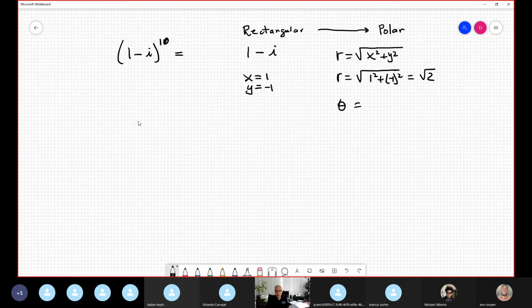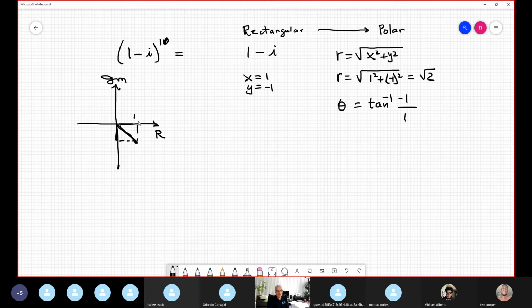And theta, no. Theta is tangent inverse of y, que es -1, divided by 1. Now that sounds like a 45 degree, but it's negative. So I need to investigate in what quadrant it lies. This is important, guys, because you need to investigate exactly in what quadrant it lies. The real part is positive. The imaginary part is negative. It's in the 4th quadrant.